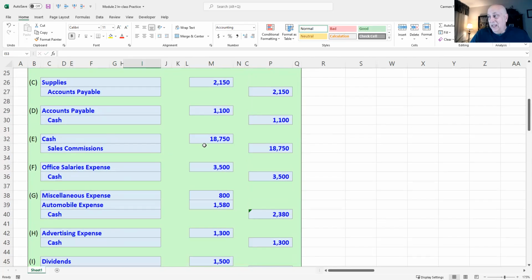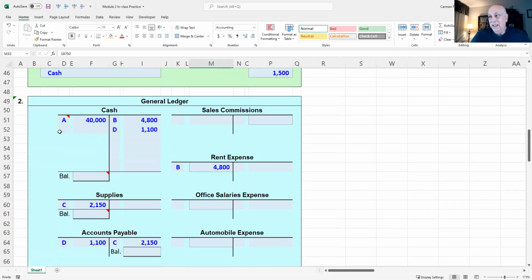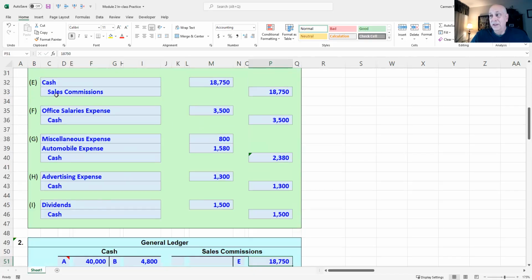Now, transaction E, we have a debit to cash of $18,750 and a credit to sales commissions of $18,750. Let's go find those accounts. And transaction E, $18,750 was a debit to cash. And transaction E for $18,750 was a credit to sales commission. So we have a debit to cash and a credit to sales commissions posted from what we journalized.